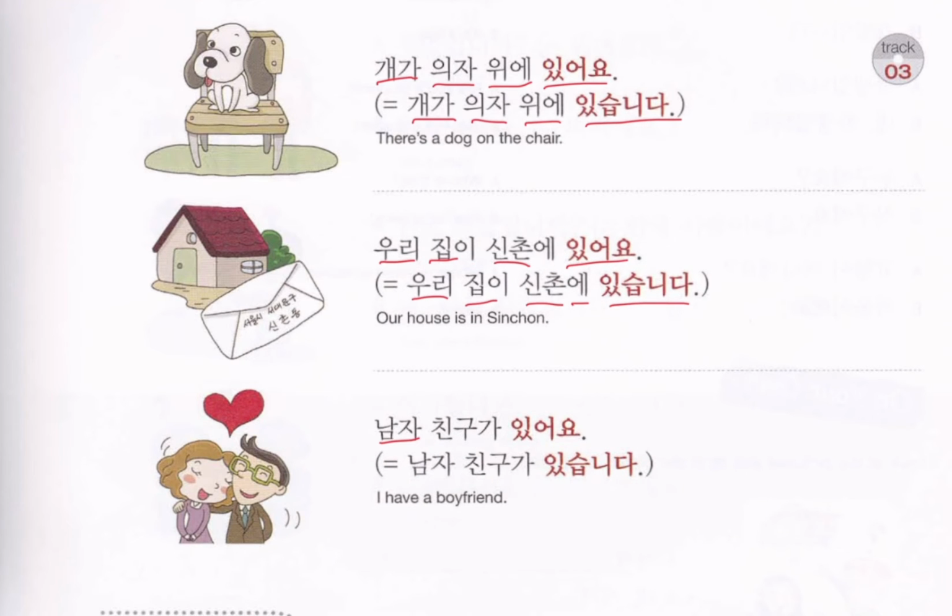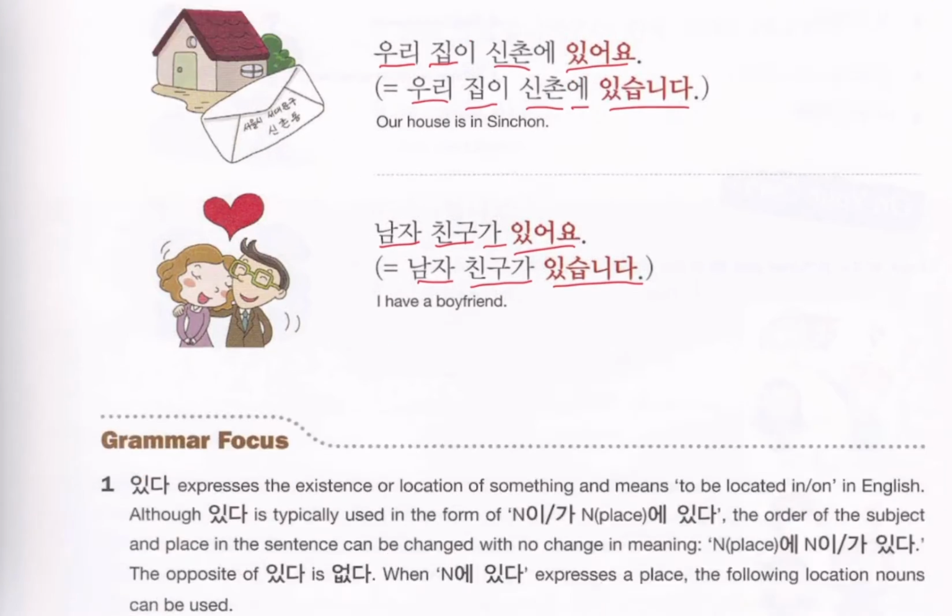Picture number 3. Namja. Namja is male. Chingu is friend. And ga is a Korean particle. Isayo, have. Namja chingu ga isayo. I have a boyfriend. And in formal style, Namja chingu ga isamnida. I have a boyfriend. The meanings are the same but the style is different. One is informal style and one is formal style.